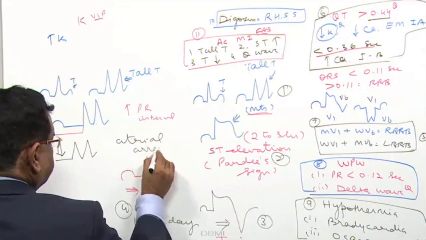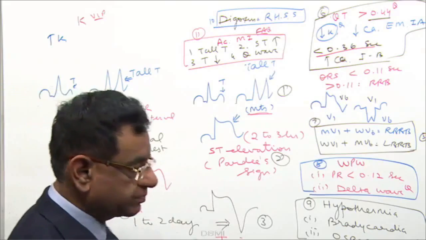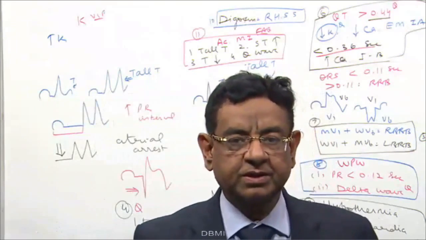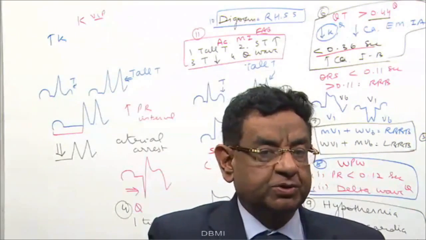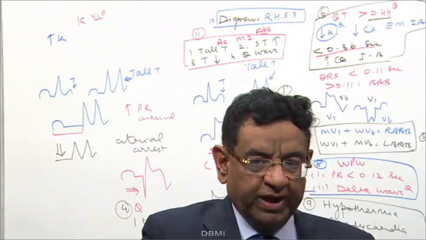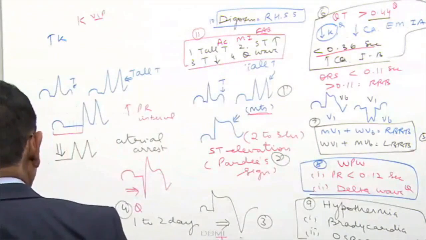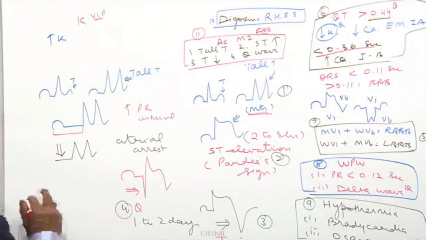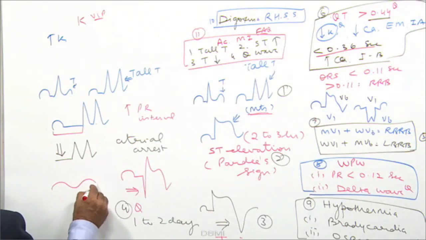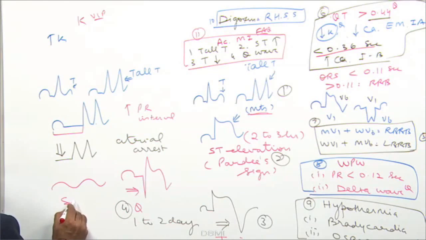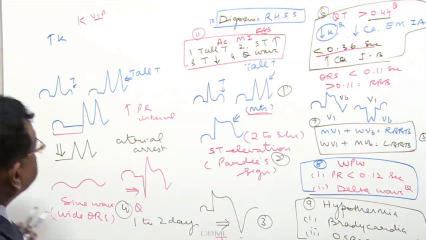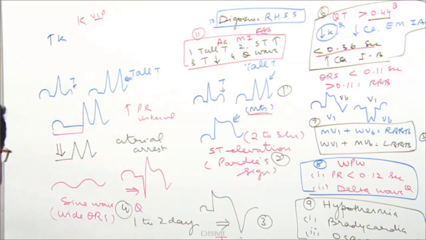Why atrial arrest? Because the P wave is produced due to atrial contraction, that we know very well. And last but not least, you get wide QRS, and this is known as sine wave. Sine wave is nothing but wide QRS.